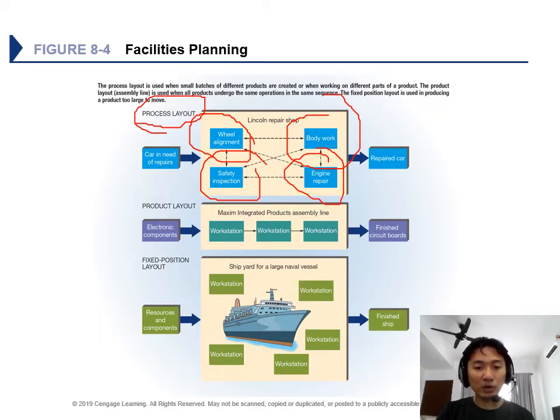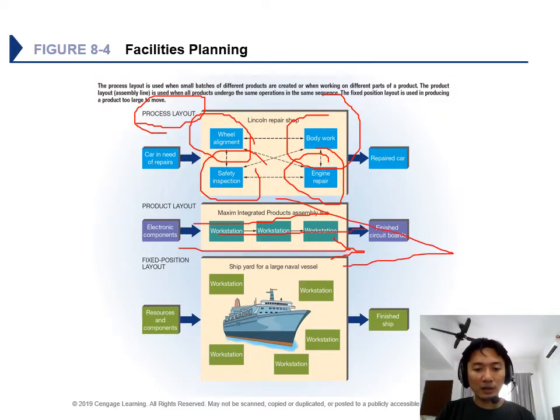The next one is product layout, this part here. Product layout is also known as assembly line. People normally call it an assembly line. And this is normally used when all the products have to undergo the same sequence to become an output. Yeah. So work flows from one station to another.